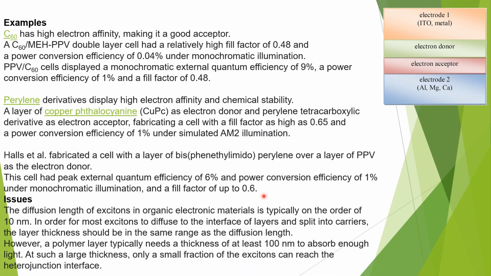The issue is that the diffusion length of excitons in organic electronic materials is typically on the order of 10 nanometers. In order for most excitons to diffuse to the interface of the layers and split into carriers, the layer thickness should be in the same range as the diffusion length. However, a polymer layer typically needs a thickness of at least 100 nanometers to absorb enough light. At such a large thickness, only a small fraction of the excitons can reach the heterojunction. The main issue lies in the diffusion length, which should be in the same range as is required for exciton movement. So that is the issue.